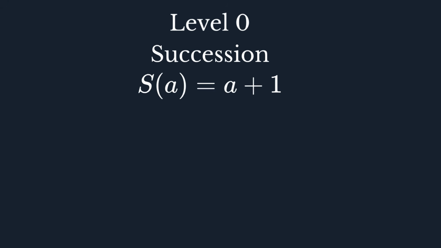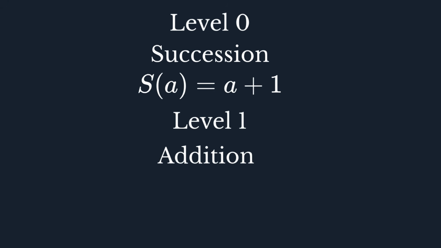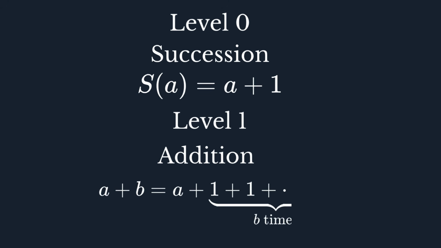The most basic arithmetic operation is succession. Succession is just adding 1 to a number. The level above is addition. Addition is repeated succession. A plus b is equal to adding 1 to a, b times.